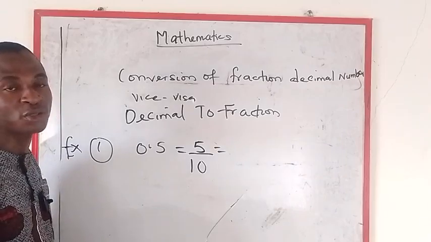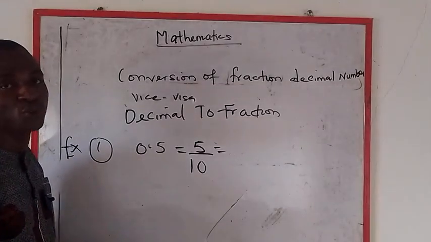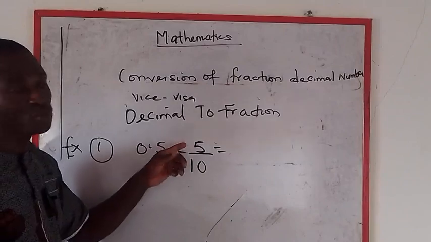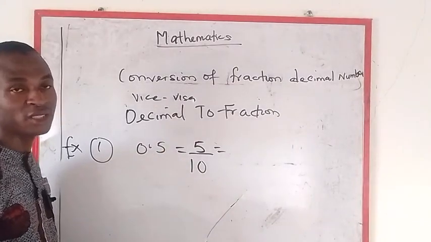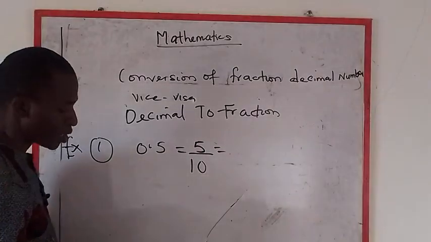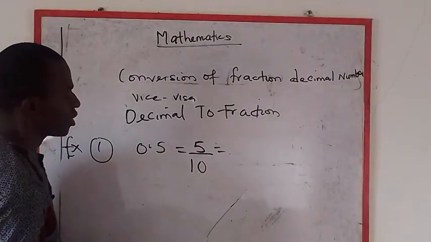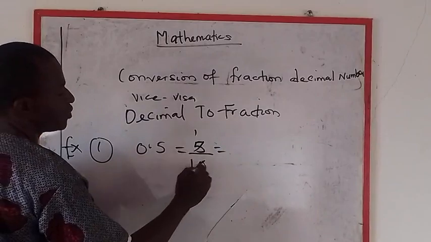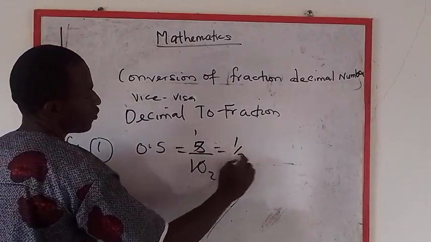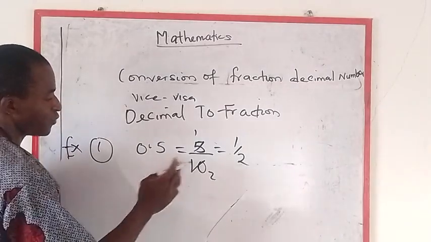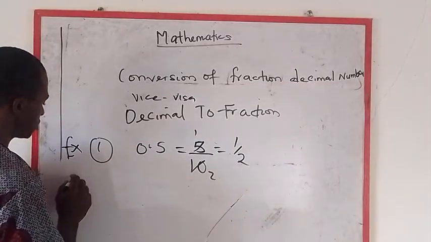Reducing fraction means you use what you use to divide the numerator to also divide the denominator. Any number that can do that can reduce that fraction. So 5 here gives 1, 5 here gives 2. You can see that I come back to 1 over 2 as the fraction of 0.5.